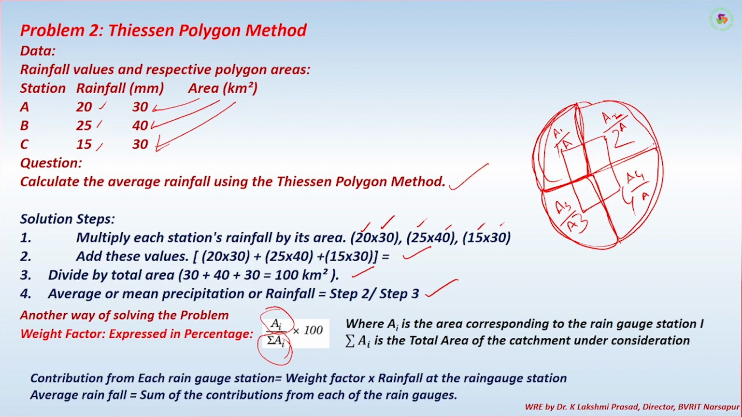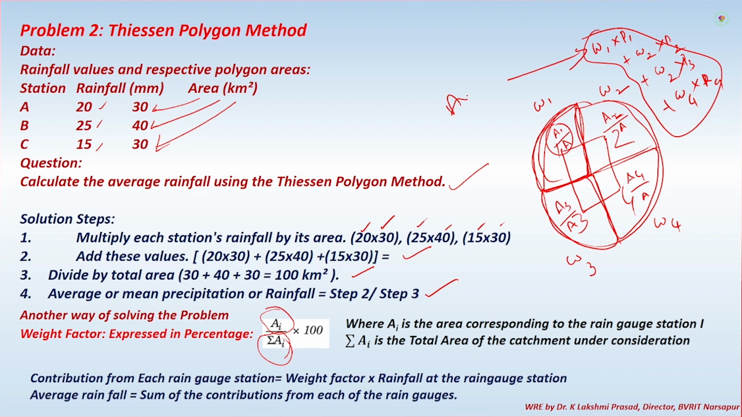So like that you can calculate the weight factors. Suppose this A1 by A is called weight factor 1, A2 by A is weight factor 2, then weight factor 3, weight factor 4. Naturally, weight factor 1 into the rainfall at rain gauge station 1, plus weight factor 2 into the rainfall at station 2, plus weightage factor 3 into rainfall 3, and weightage factor 4 into rainfall at 4. All this, if you add it up, you get the average precipitation.